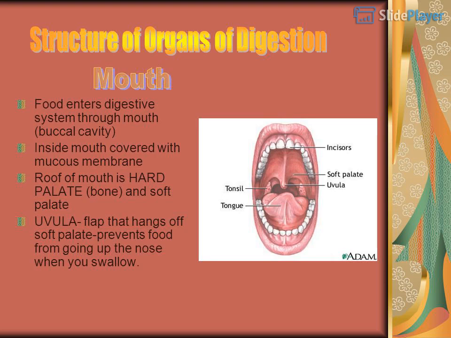Structure of organs of digestion. Mouth. Food enters the digestive system through the mouth, the buccal cavity. The inside of the mouth is covered with mucous membrane. The roof of the mouth is the hard palate, bone, and the soft palate. The uvula, a flap that hangs off the soft palate, prevents food from going up the nose when you swallow.